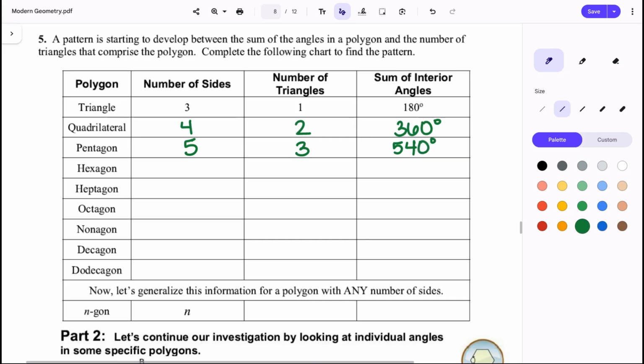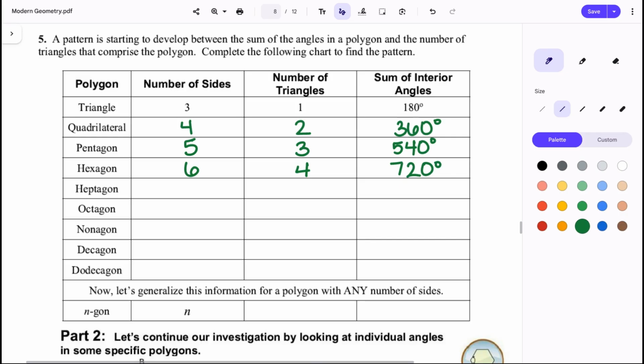Okay, a hexagon had 6 sides, so 4 triangles, and the sum is 720. Okay, if we keep filling out our chart here, the next shape that they have is the heptagon.